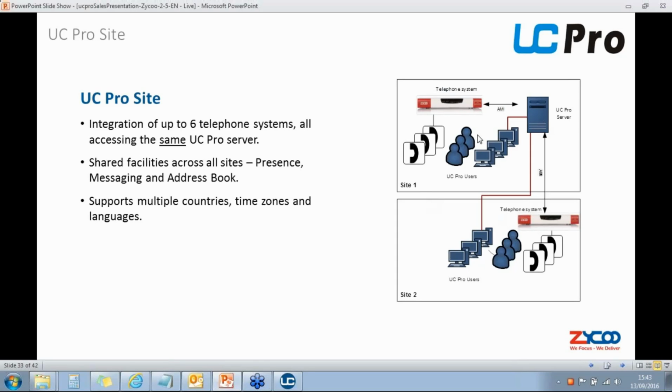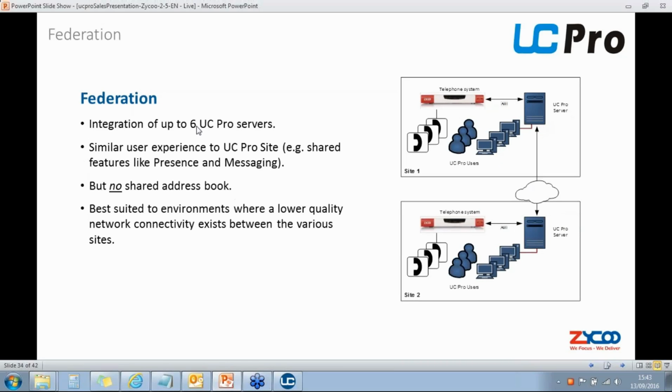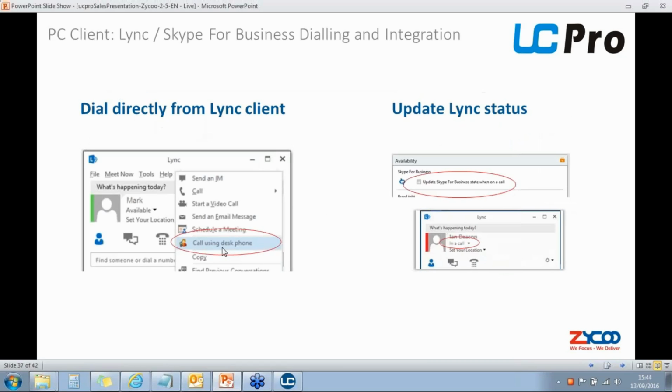You've probably got customers that use Link and or Skype for Business. There are two features within UC Pro for this. One is dial directly from the Link client. That means if the customer has their Link client running on their PC and the UC Pro client running on their PC, it automatically enables call using desk phone functionality, so the user can make calls through their Link client, even though that functionality wouldn't normally exist. It's the UC Pro client that's adding that functionality to Link.